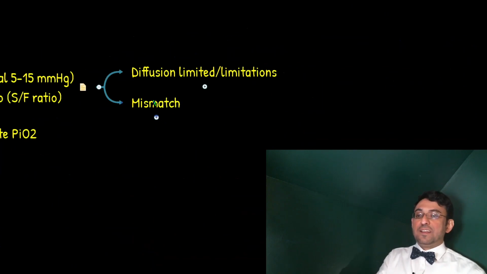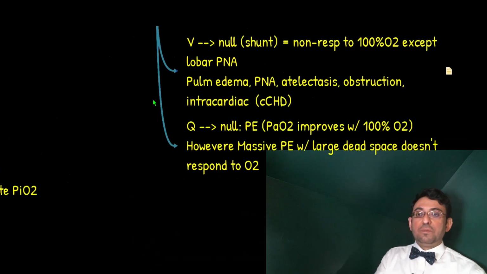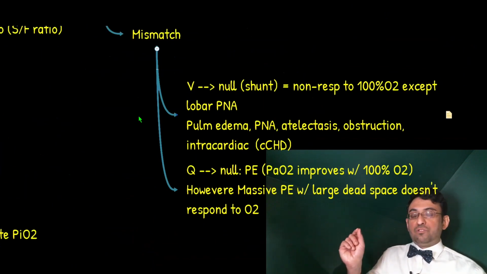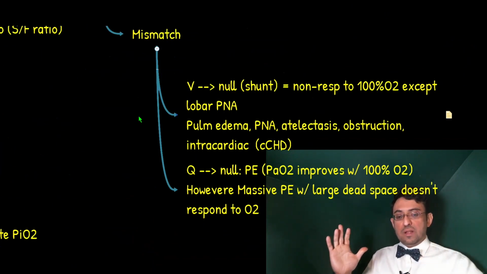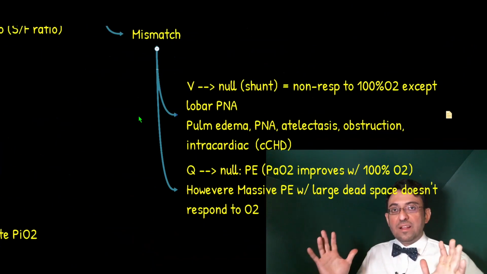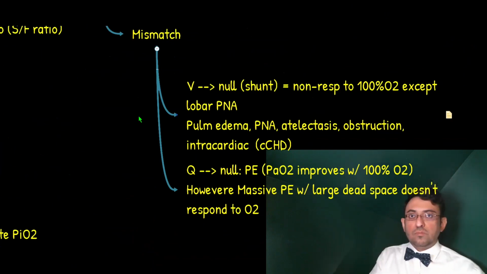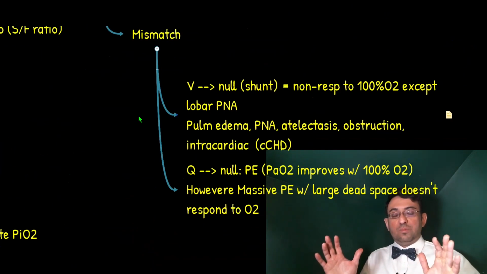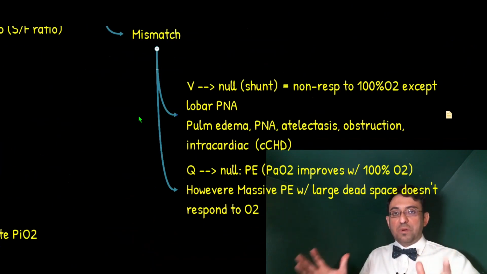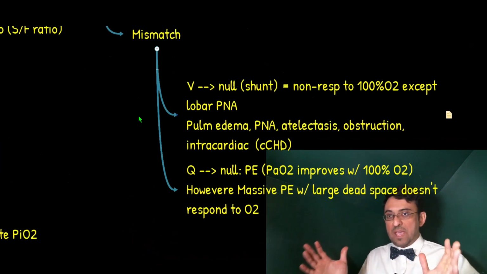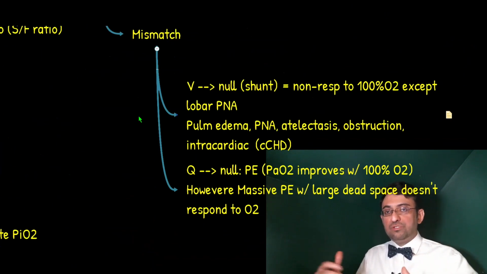What are the differential diagnoses of mismatch as the cause of increased AA gradient? Ventilation perfusion mismatch is either due to shunt or increased dead space. Clinical pictures apart, how do we differentiate these two conditions? Please remember, as the rule, any condition associated with shunt is not responsive to 100% oxygen supplementation. On the other side, dead space, such as what we see in pulmonary embolism, is responsive to 100% oxygen. That is, the patient's oxygen saturation or PaO2 improves.